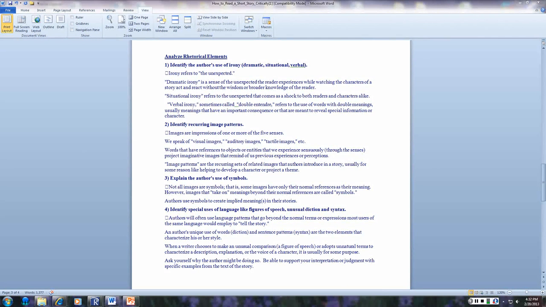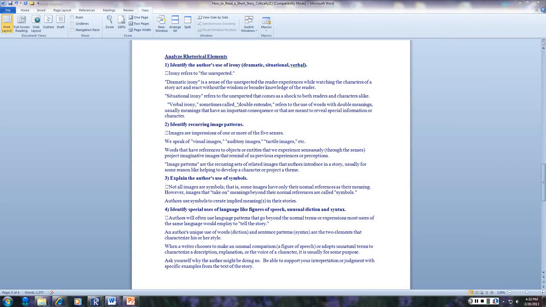We need to look at symbols. Anything that is symbolic first has a literal meaning, and then that broadens to a symbolic meaning. But we need to look at that in terms of, is there something that can mean more than what it initially appears to? We can go back to those recurring image patterns. It may be that it is pointing to something specific, or it may be that that image pattern becomes symbolic.